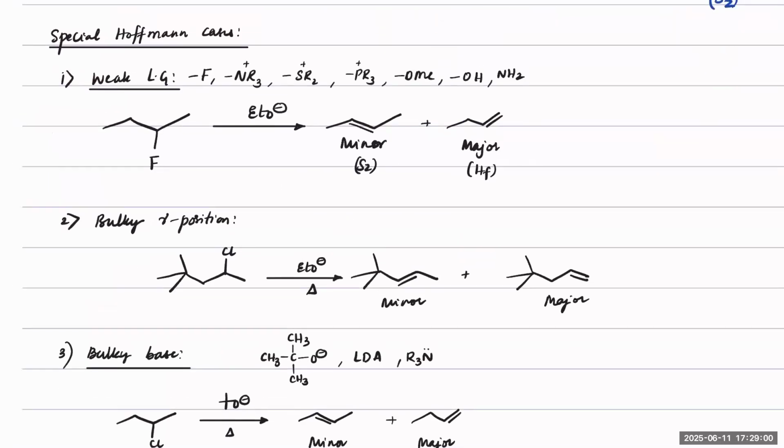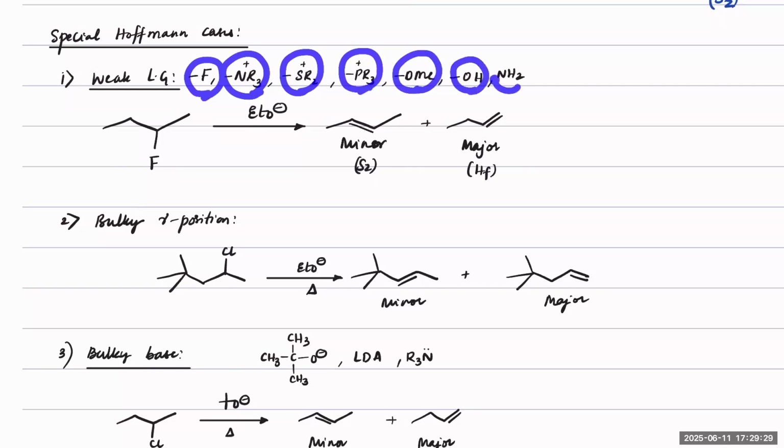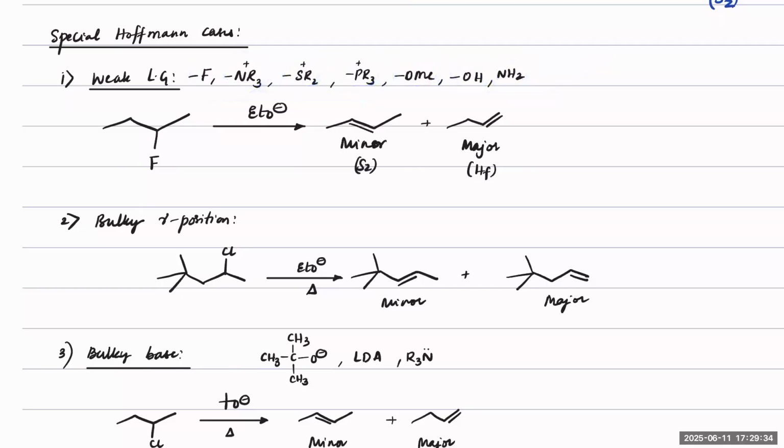Now, in case of E2, there are certain special cases where only the Hofmann product is favorable. Now see what the special cases are. The first case is when you have a weak leaving group. The leaving group is the part which takes the electrons and goes away from the molecule. Like fluorine, halogens, these are all leaving groups. Now fluorine, NR3+, SR2+, PR3+, OMe, OH, NH2. If you notice, all of these are very, very weak leaving groups.